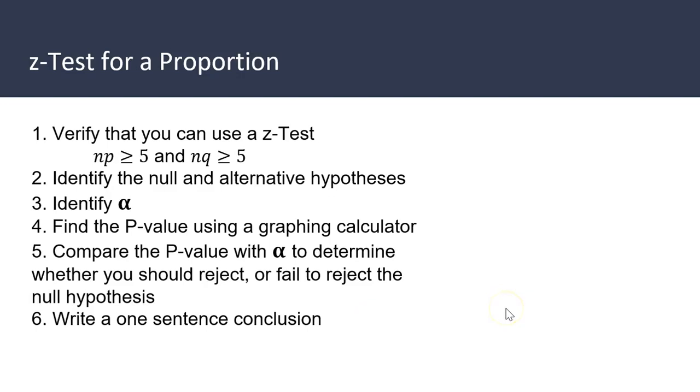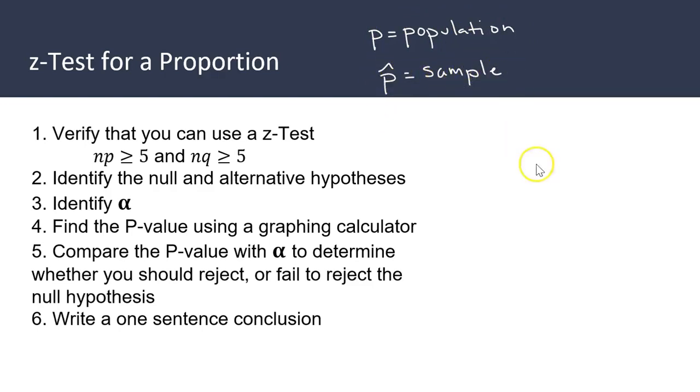So here are the steps. First thing we've got to do is verify that we can use a z-test. N would be our sample size, and P in this case is the proportion from our hypotheses. So that we understand, if you see P like this, that is the population. If you see P hat like this, that's from the sample.